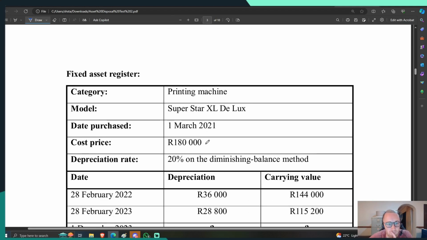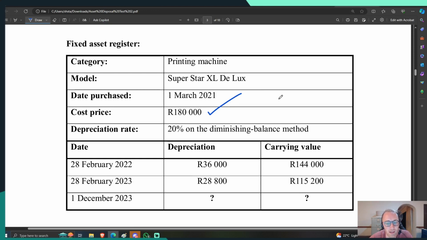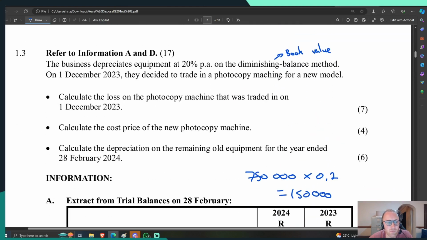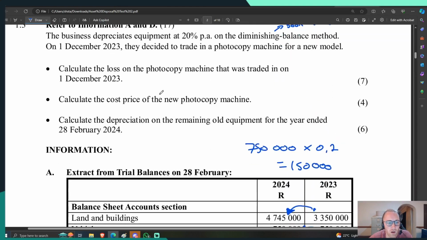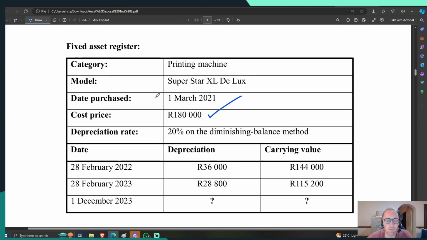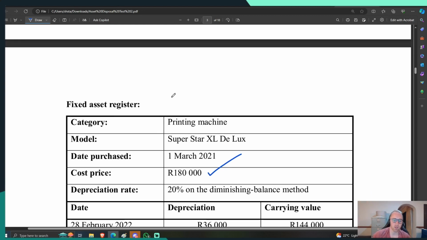Here is the one that we sold. It had a cost price of 180,000. Now, what are we calculating here? The loss on the photocopy machine. To calculate the loss, we need to take the cost price, that is historical cost, the cost price of the thing that we sold.